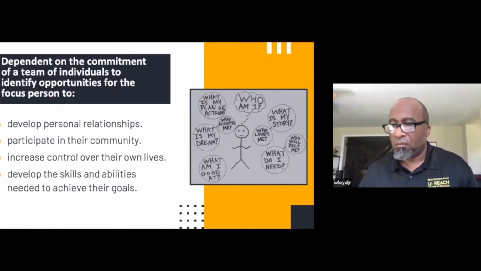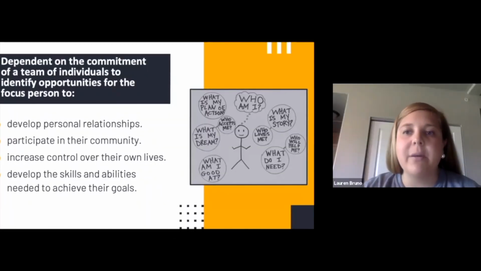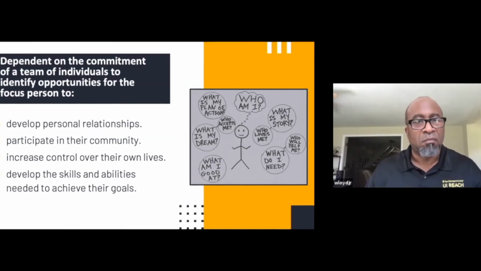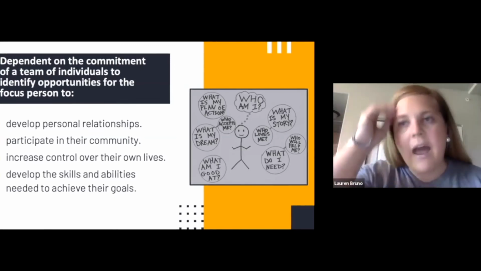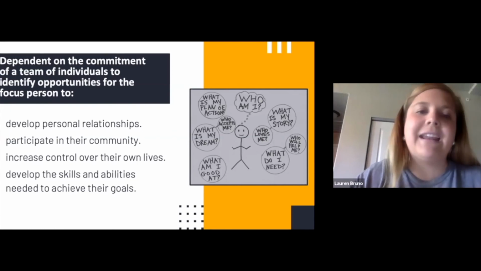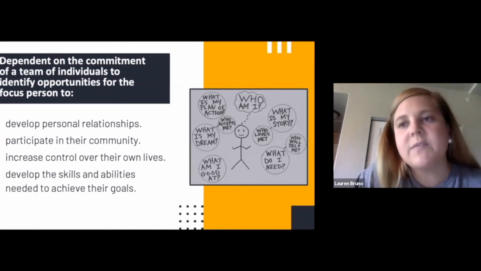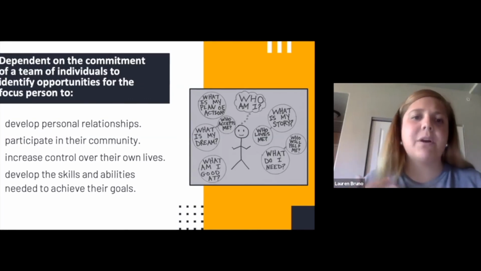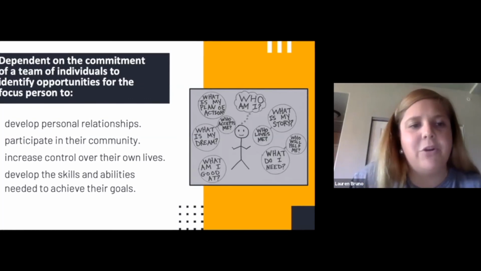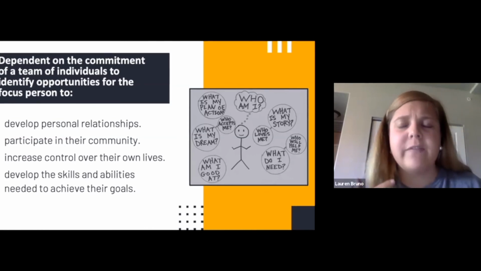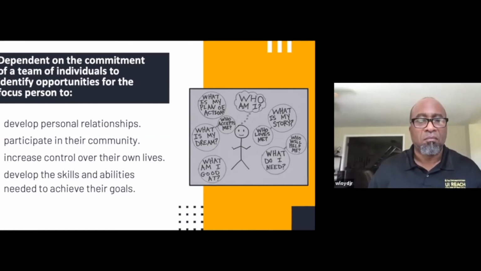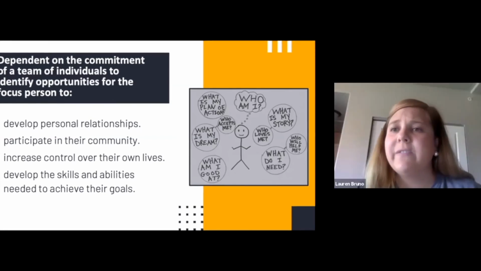So UI Reach is really dependent on the commitment of a team of individuals. While the person is at the center of the planning process, they're surrounded by supports and services or friends, family, anything to help them reach their goals, focused on developing personal relationships, engaging in activities and participating and becoming members of the community. Taking control of their own lives, and Bill's going to touch on that in a little bit, and then developing the skills and abilities needed to achieve their goals.